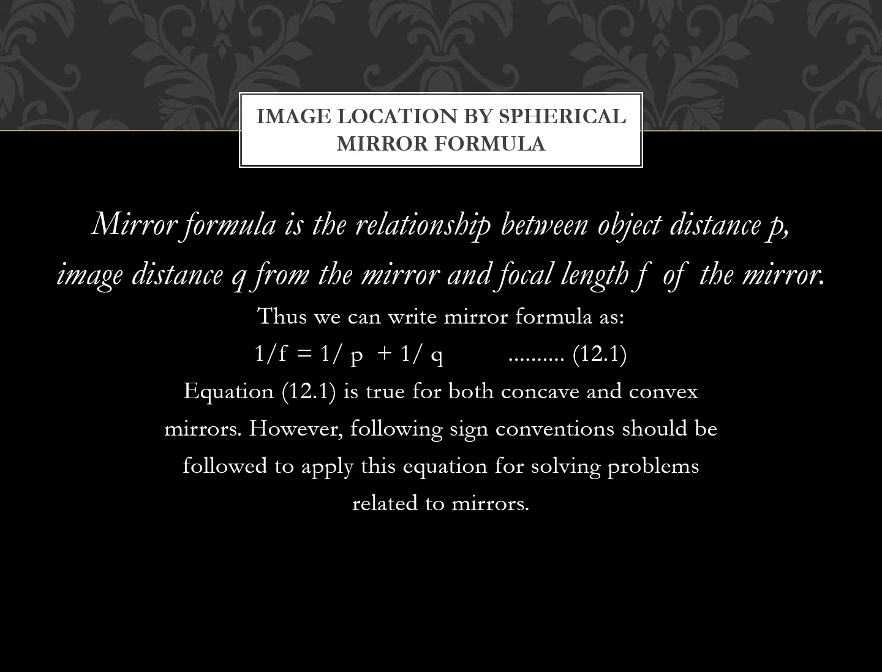Now the image location by the spherical mirror formula. First of all, we are going to discuss the definition. The mirror formula is the relationship between object distance p, image distance q from the mirror, and the focal length f of the mirror. The mirror formula is written as 1/f = 1/p + 1/q.